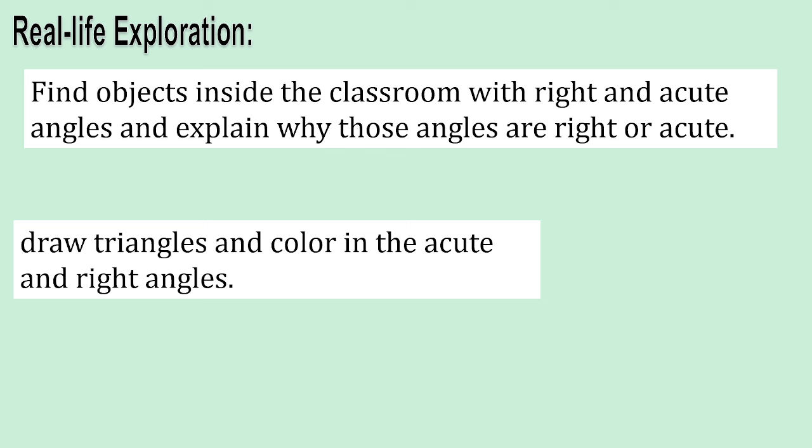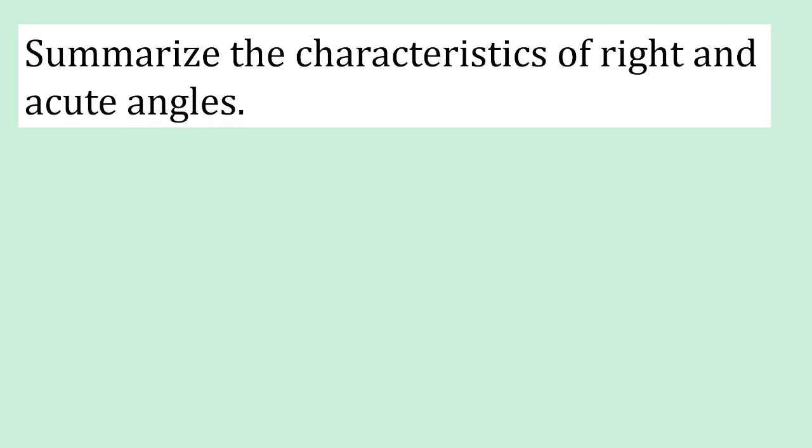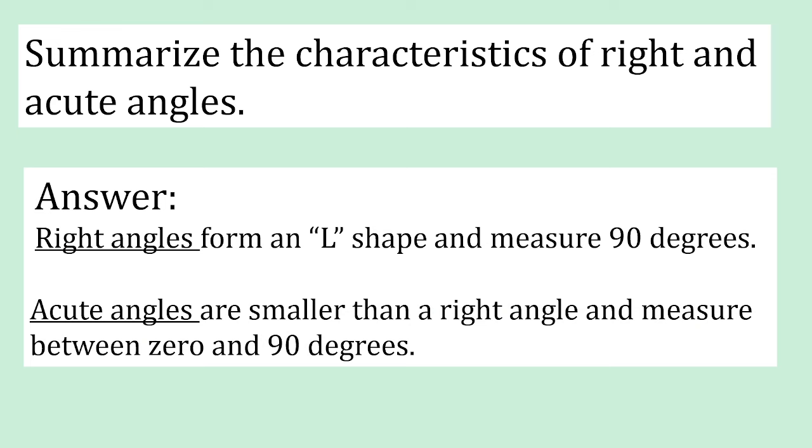I have here an activity. Find objects inside the classroom with right and acute angles and explain why those angles are right or acute. And number 2 activity, draw triangles and color in the acute and right angles. Summarize the characteristics of right and acute angles. So the answer, right angles form an L shape and measure 90 degrees, while acute angles are smaller than a right angle and measure between 0 and 90 degrees.